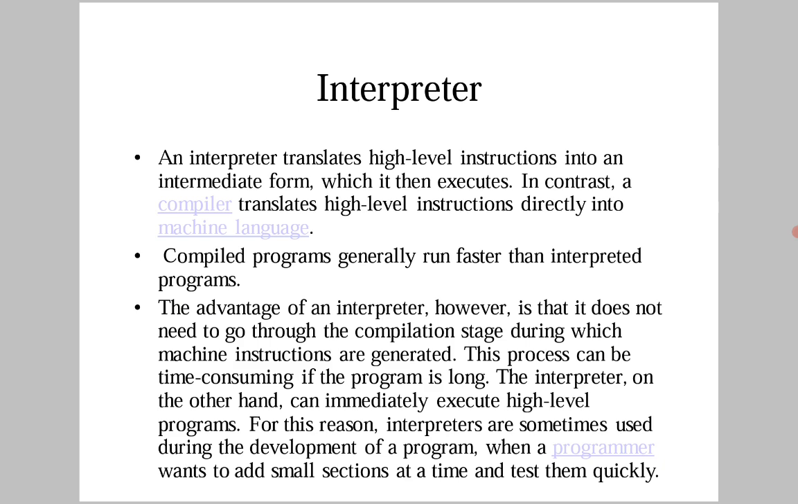The advantage of an interpreter, however, is that it does not need to go through the compilation stage during which machine instructions are generated. This process can be time consuming if the program is long. The interpreter, on the other hand, can immediately execute high level programs. So another main difference is that an interpreter takes one instruction or program line at a time, whereas a compiler compiles the entire program.